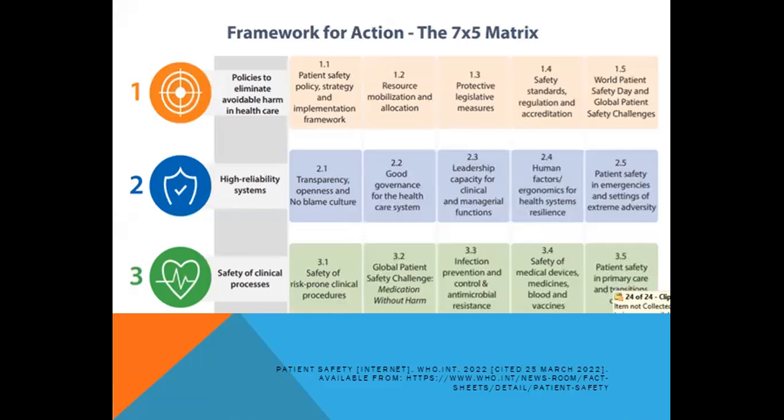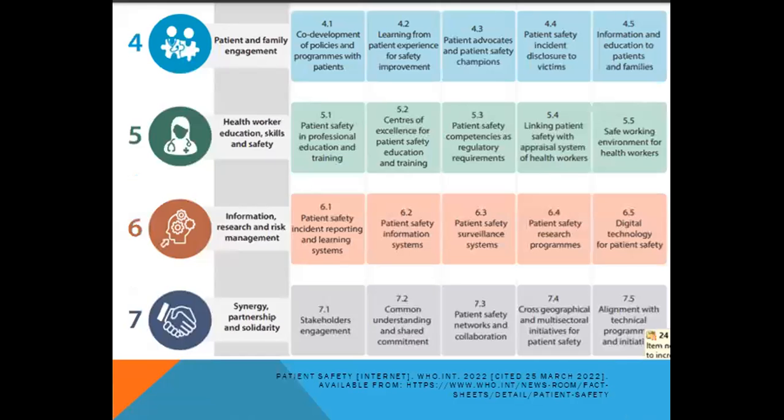These frameworks for action include 7 by 5 metrics, given according to policy, which includes policy 1 to eliminate avoidable harm, and various metrics are also given for action for high reliability systems and safety of clinical processes. Number 4 includes the 7 by 5 metrics for patient, family and community engagement, also given. Healthcare worker safety includes professional educational training; information, research and risk management include various patient safety information systems and stakeholder engagement.